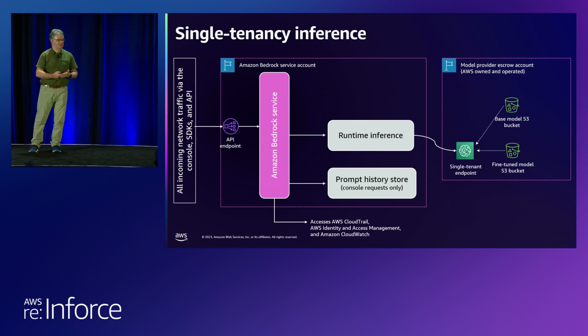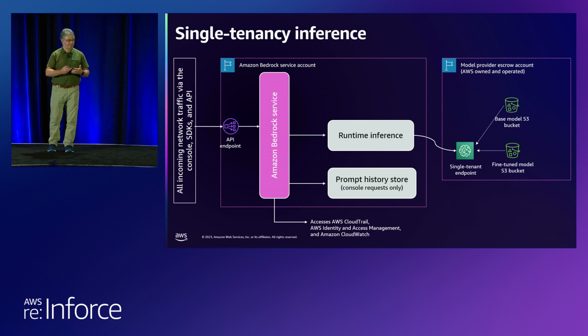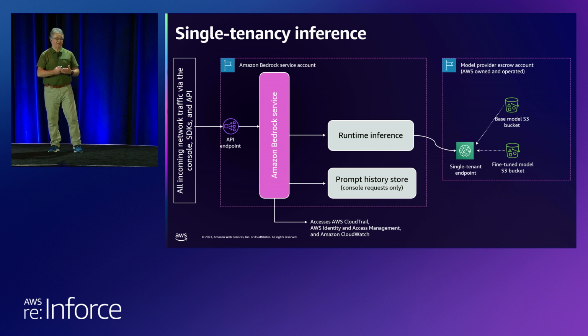Everything is still TLS 1.2 across the board, left to right. Nothing is stored within the escrow account as part of the inference. None of the providers can get to that. Therefore, none of the data can be used to train other models.